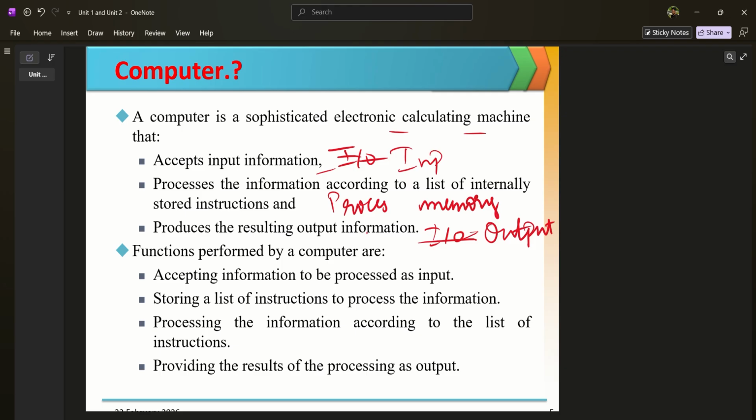Functions performed by a computer are accepting information to be processed as input, storing a list of instructions to process the information, processing the information according to the list of instructions, and providing results as output. There is nothing for me to explain here.